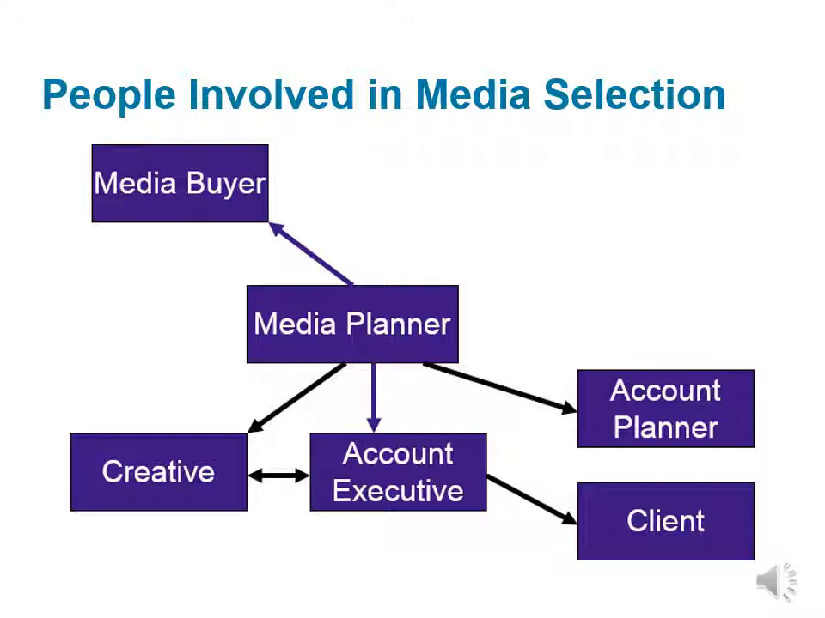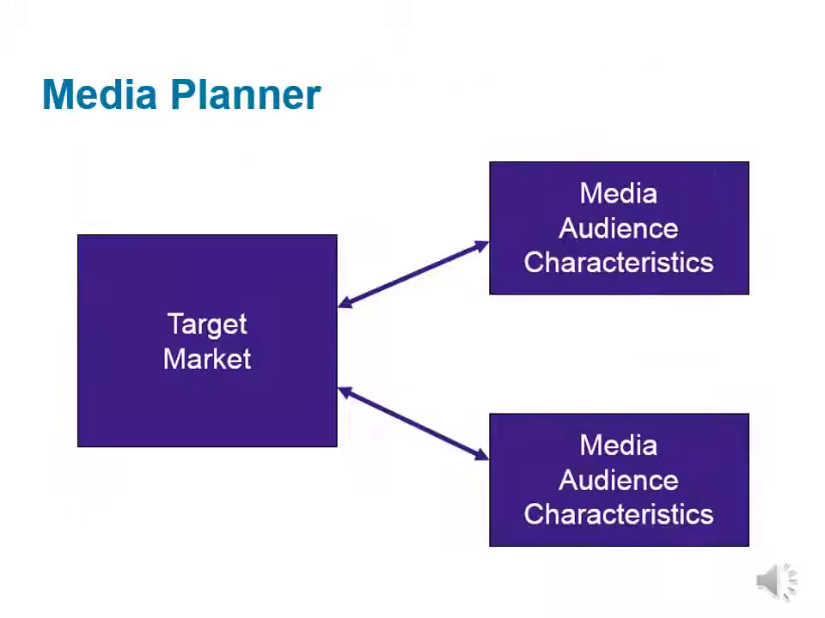The media buyer takes the media plan and purchases the actual space and time. The media planner needs to understand the characteristics of the target audience. Those characteristics then need to be matched with media audience characteristics. Ads are more likely to be noticed and have an effect if they are placed on media and on programs that are watched or viewed by the target audience. A target market that likes sports should be matched with programs about sports.